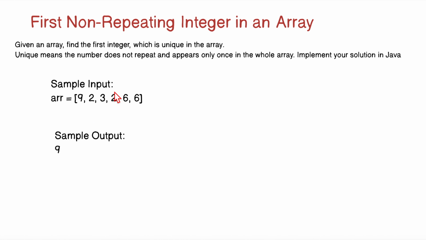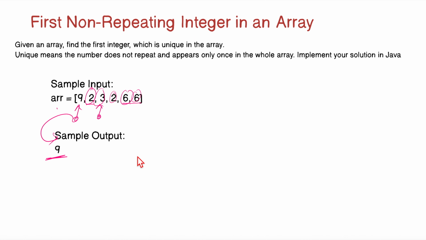Let's understand with a sample input. There is a given array, which consists of 9, 2, 3, 2, 6. Here there are two unique numbers, the 9 and 3. This is the first occurring unique number and this is the second. That's the reason we need to give the output as 9. Even though 3 is a unique number, we are not returning it. Other than that, 2 has already occurred twice and 6 has also occurred twice, so 6 and 2 are not unique numbers. So the sample output should be 9.